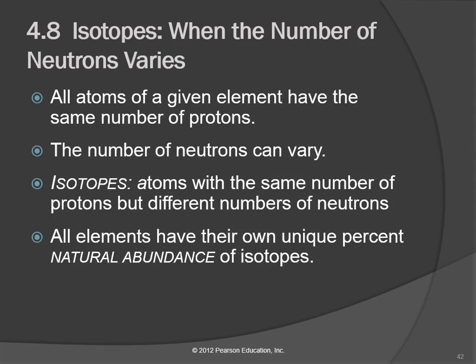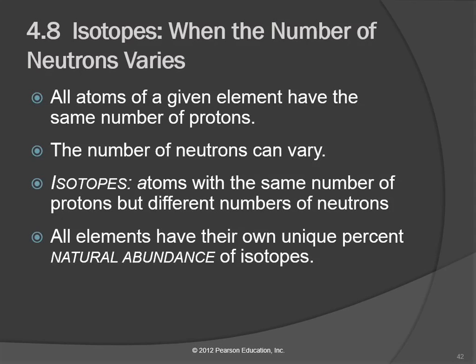Isotopes. So we've been talking about protons and electrons. And we said the protons in an atom are always the same. Every atom of carbon has 6 protons. An atom will have 6 electrons, but then it can form an ion. It can gain some electrons, it can lose electrons.